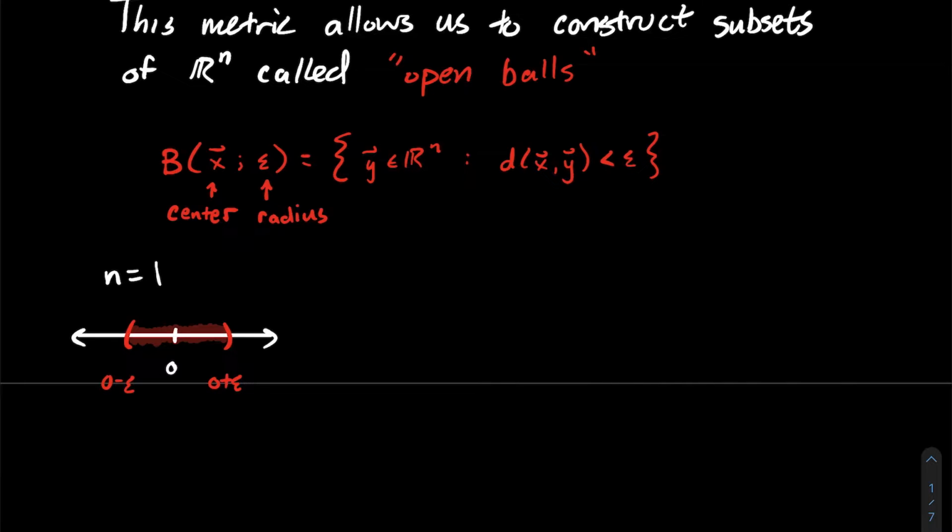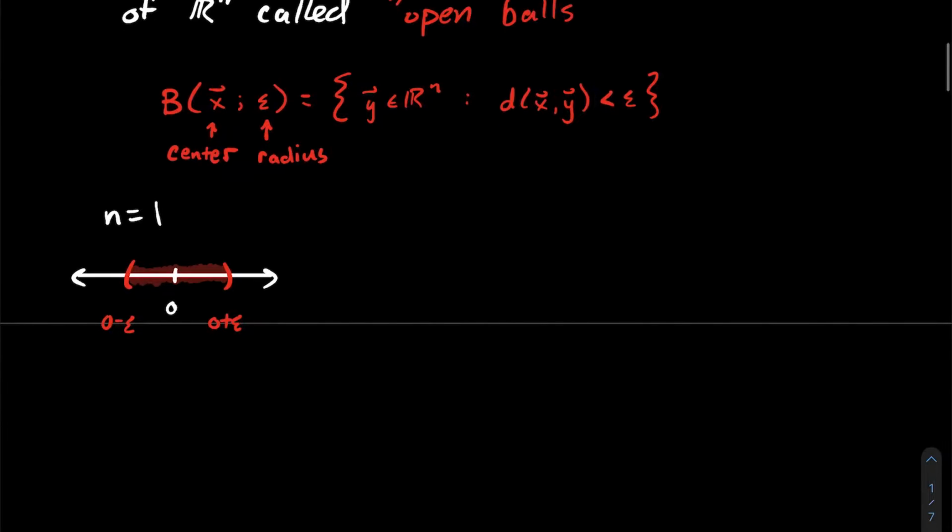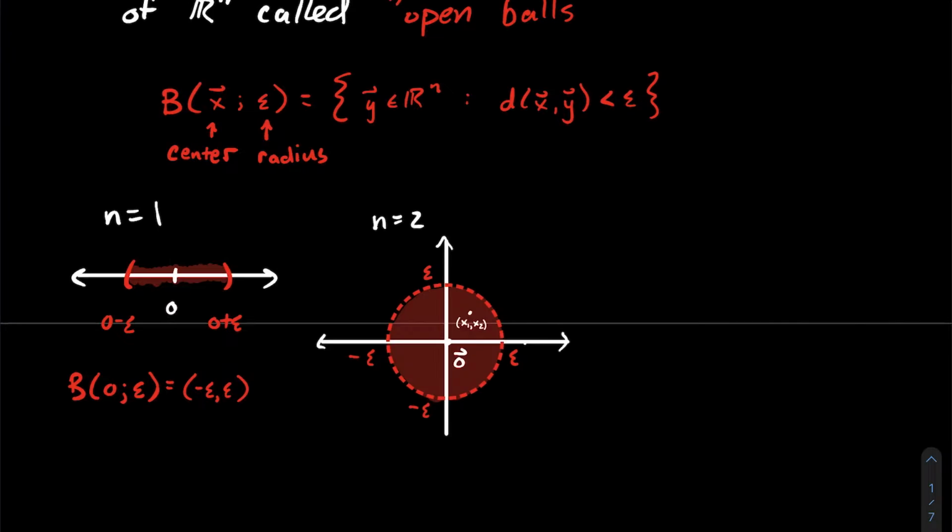So I want to look at some pictures of some open balls, and in each of my pictures I'm going to be centered at the origin. When n equals 1, I'm on the real line and my point is 0. If I looked at the ball centered at 0 of radius epsilon, that looks an awful lot like an interval, and that's because it is. The ball centered at 0 of radius epsilon is just the interval from minus epsilon to epsilon.